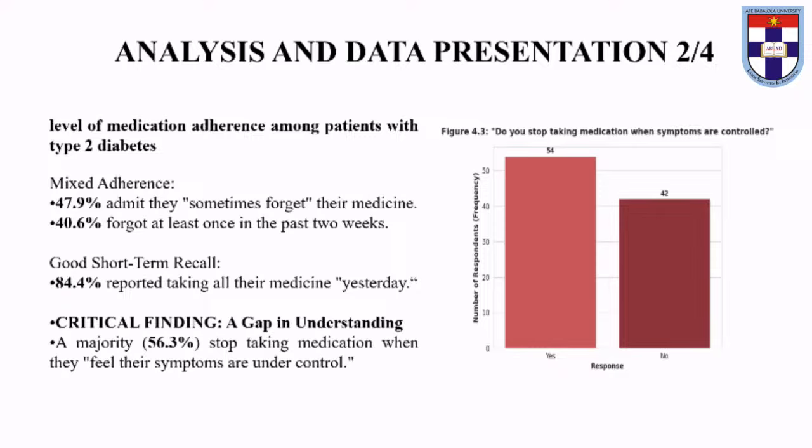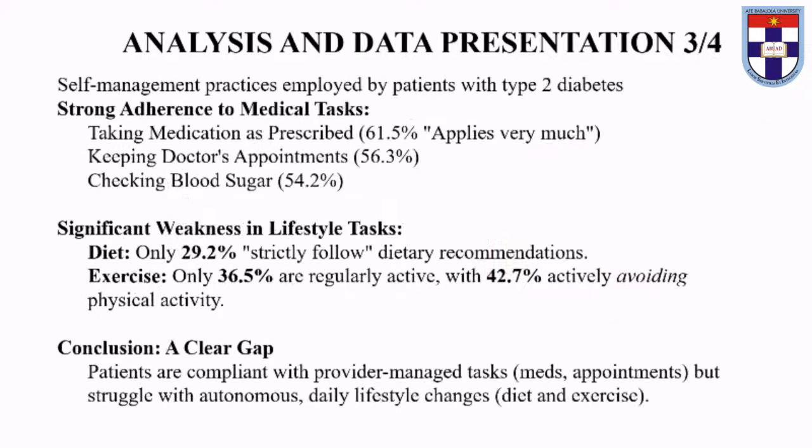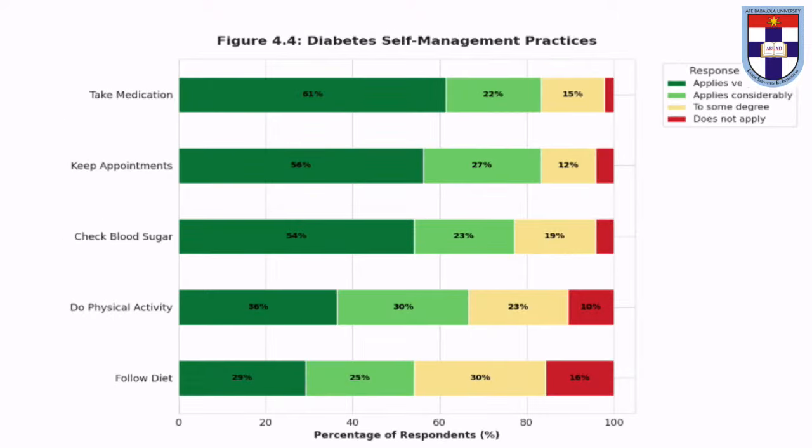However, in the self-management practices, this is a graphical representation of what we have. It is a pictorial representation. We have taking medication, keeping appointments, and checking blood sugar. Those are related to medical tasks. While physical activity and following diet are related to lifestyle modification. Patients were deficient in that region. That was what the result is all about.